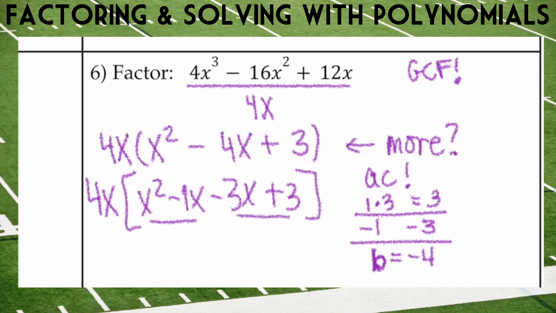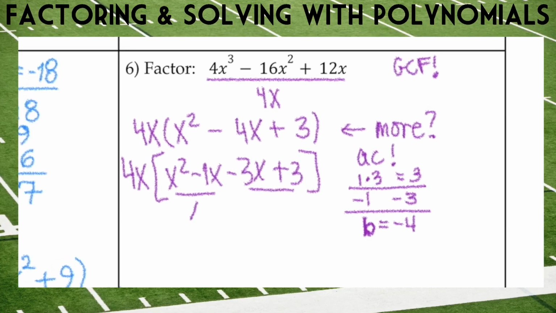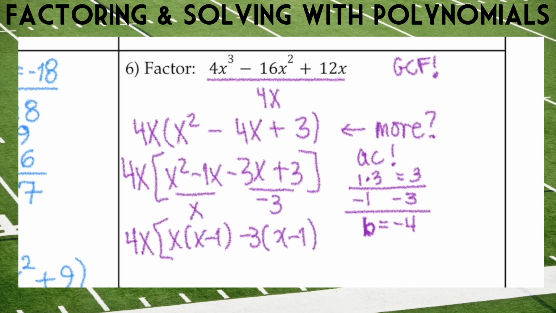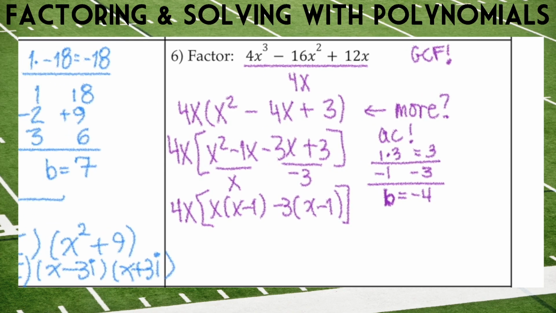Underline, underline, greatest common factor. Here it's an x, here it's a negative 3. Again, the 4x sits out front. x comes out, and it's x minus 1. Minus 3 comes out, and again, I have another x minus 1. Don't assume, make sure it is doing what you think it's going to be doing. Now, do I have anything in common?